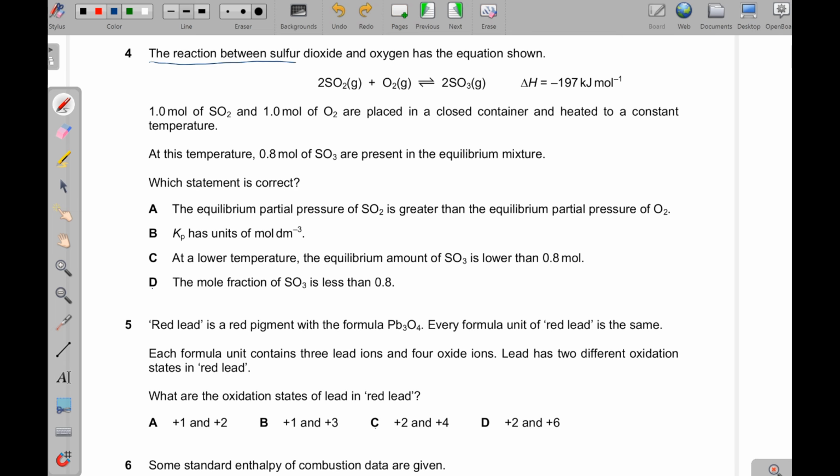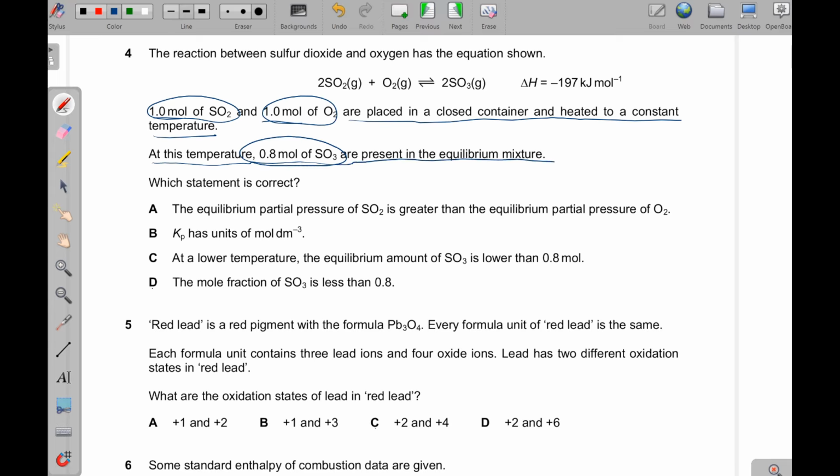Question: the reaction between sulfur dioxide and oxygen has this equation. It is here, and we can see that it is an exothermic reaction. The forward reaction is exothermic. 1 mole of sulfur dioxide and 1 mole of oxygen are placed in a closed container and heated to a constant temperature. At this temperature, 0.8 moles of sulfur trioxide are present in the equilibrium mixture.